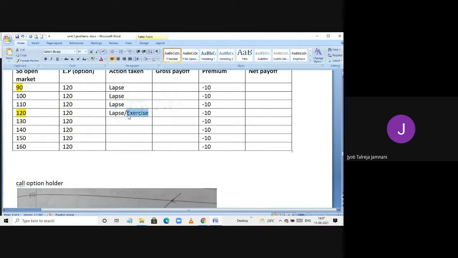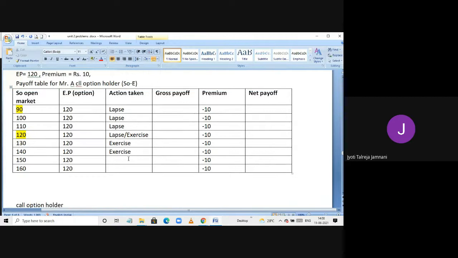Okay, then next. Now in the market it is for 130, but option is giving for 120. So it's better to go for the option. We will exercise the option. Or S0 minus E also, if we do 130 minus 120, 10 rupees gain. So I will exercise this option. Then 140 minus 120, 20 rupees gain. Again I will exercise. S0 minus E, 150 minus 120, gain of 30 rupees, exercise. And here gain of 40 rupees.